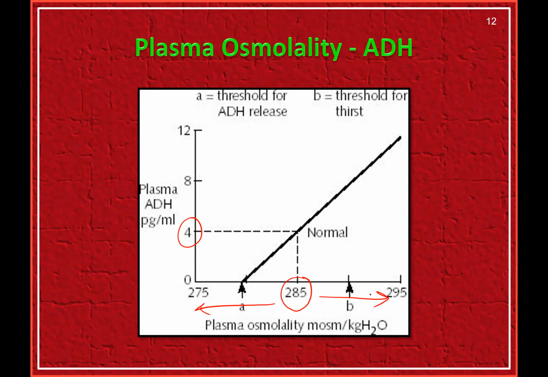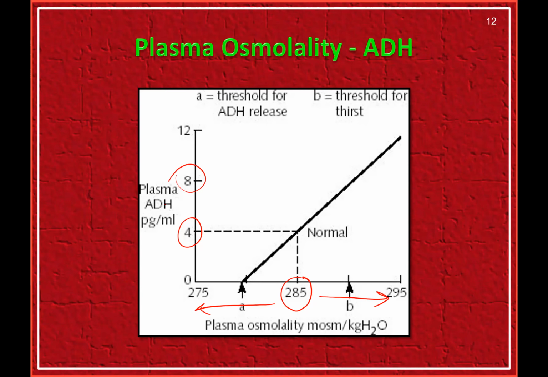So this is how the curve goes, it is a straight line. Point A is where there is no secretion of ADH at all, around 280, where the ADH secretion becomes 0, and point B is where it is around 8 picograms per ml, which is double the normal value. So this is the regulation of ADH based on the plasma osmolality.